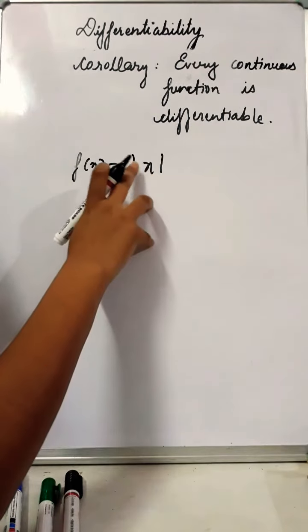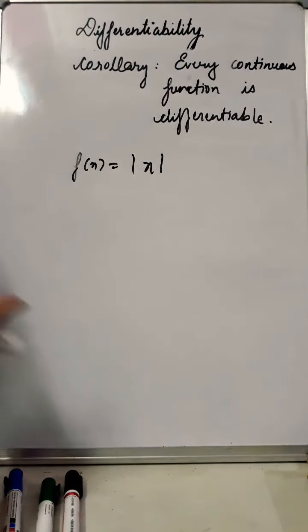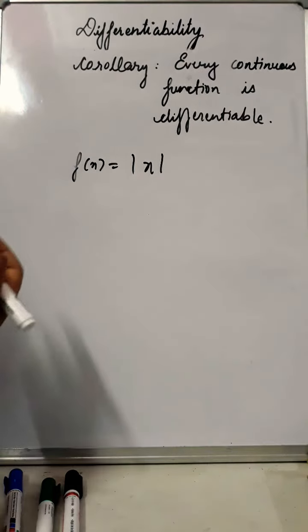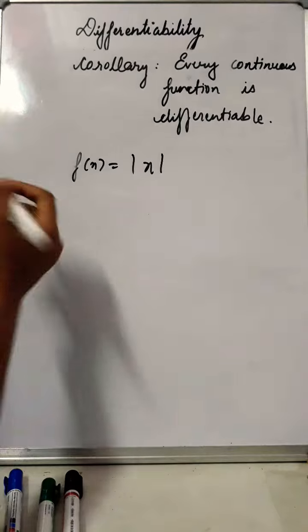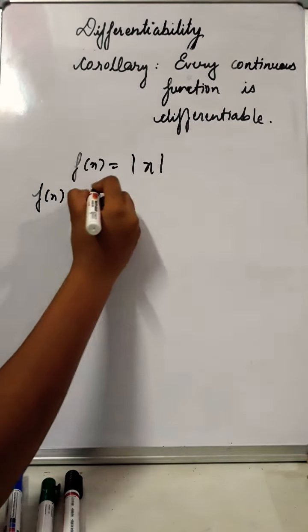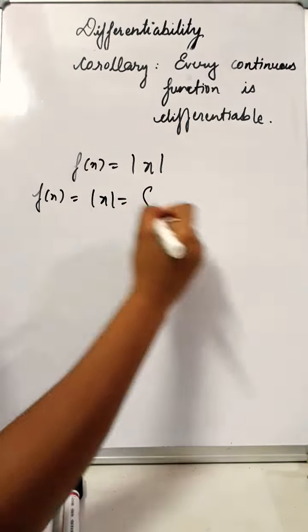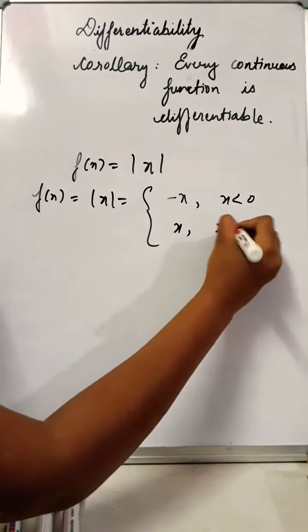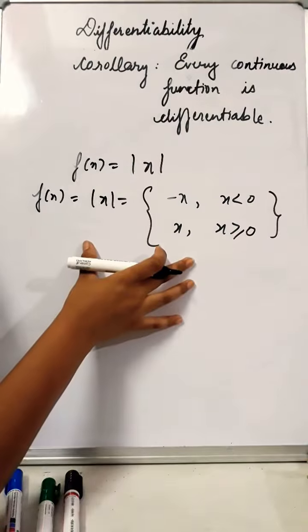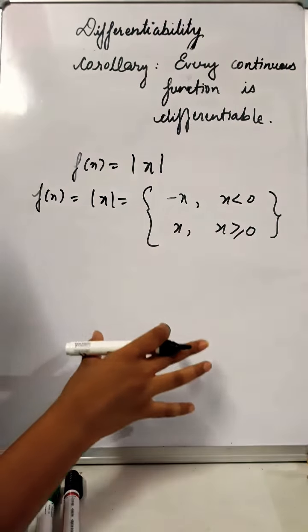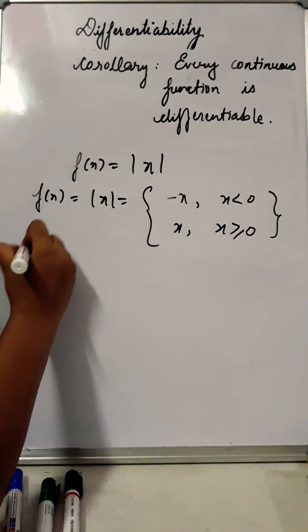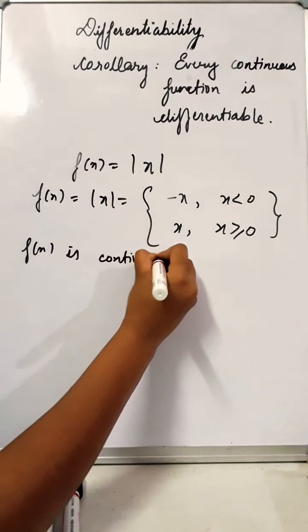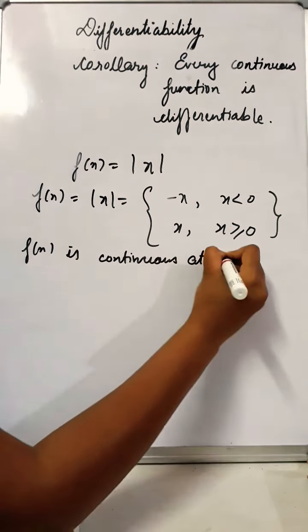The mod function is continuous, you have studied this in the continuity part. Now we try to check whether it is differentiable or not. Okay, f(x) is mod of x. Mod of x can be split as: minus x when x is smaller than 0, and x when x is greater than or equal to 0. This is how mod of x is split, right? So you know f(x) is continuous at x equal to 0.